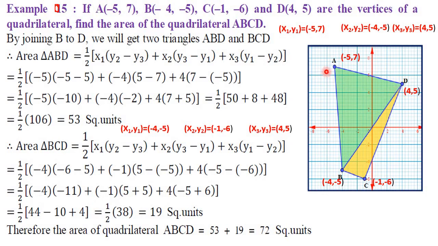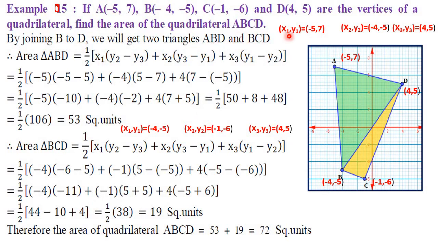So we will divide this total quadrilateral into two parts. One is ABD, and another one is BDC. While adding these two triangles, we will get the area of the quadrilateral. So let us find the area of the triangle ABD. For that, we will join the line segment BD. So we will get two triangles, ABD and BCD.